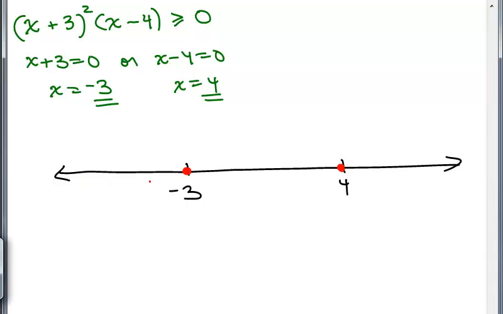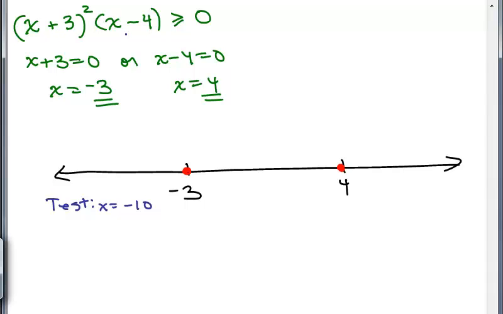So now that leaves us with 3 intervals. Before -3, numbers between -3 and 4, and numbers larger than 4. So we want to do some test intervals. We could pick any number we want that's smaller than -3. So how about we test x equals -10. It doesn't matter what you put. And we're going to plug that value of x into this inequality.